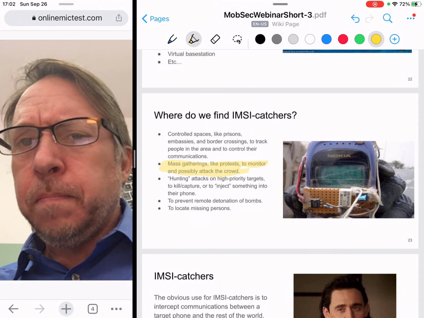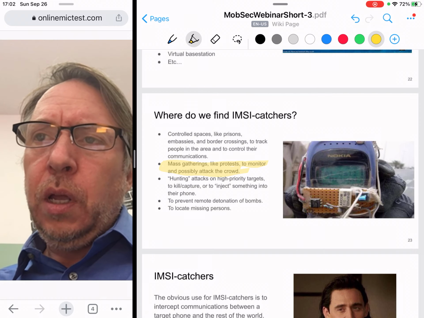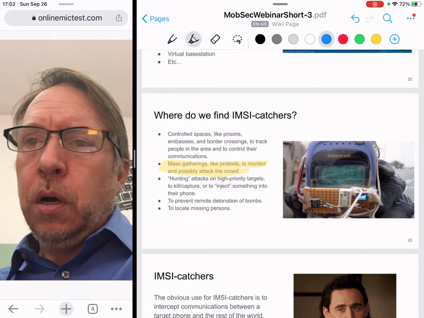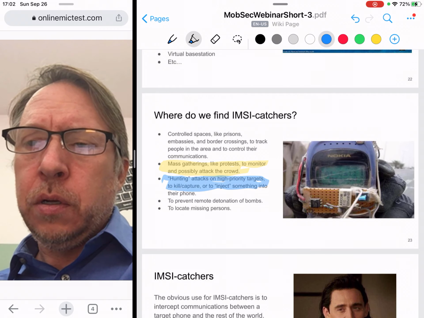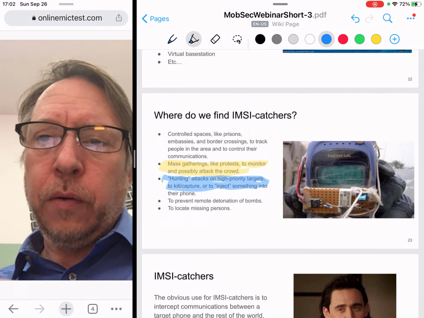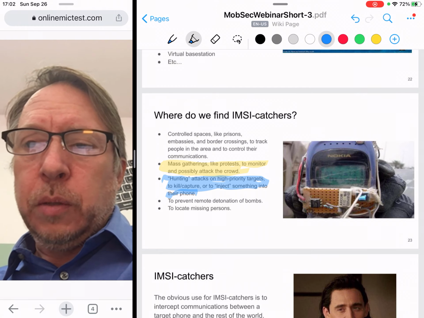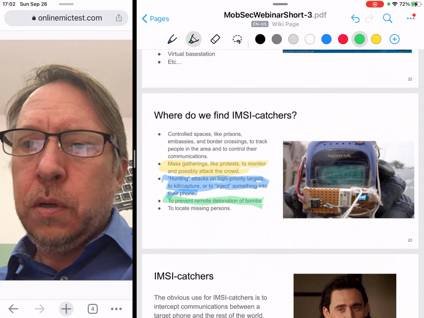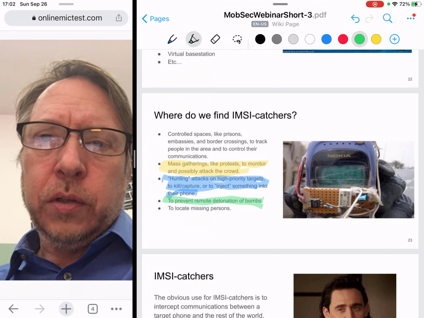In Iraq and Afghanistan, they were often used in what we called hunting attacks on high priority targets. Kill capture missions. They've also been used to inject malware into phones, which is one of the case studies we're going to talk about. They have sometimes been used to prevent the remote detonation of bombs by taking control of the cell phone that would be used to trigger the bomb. That's what we see in the photograph here.